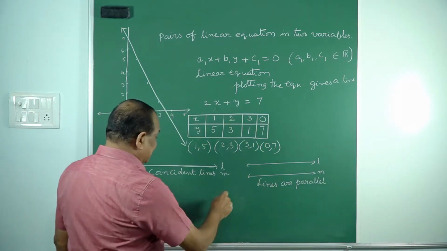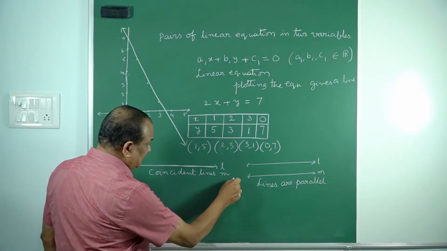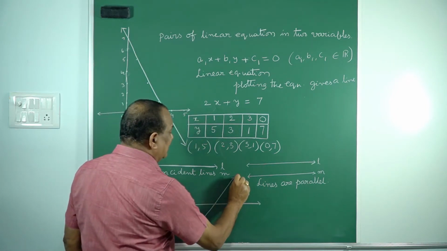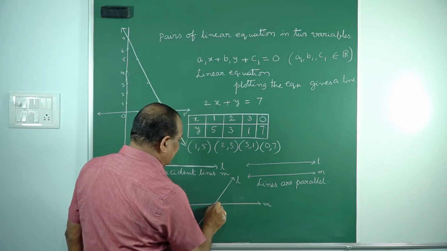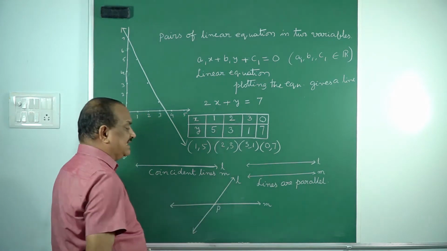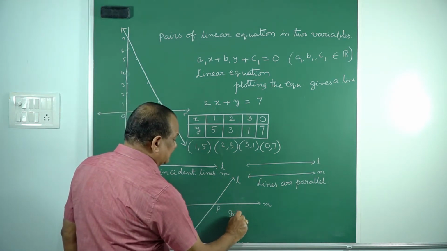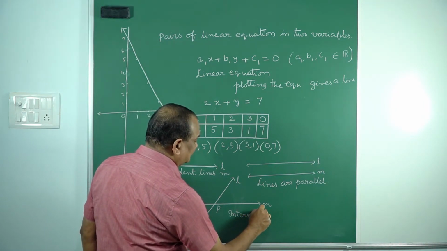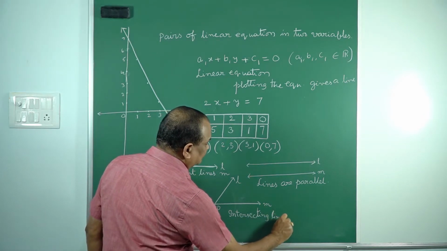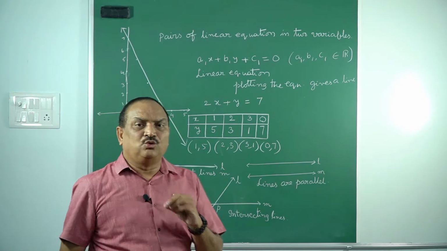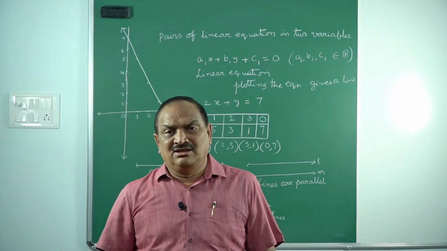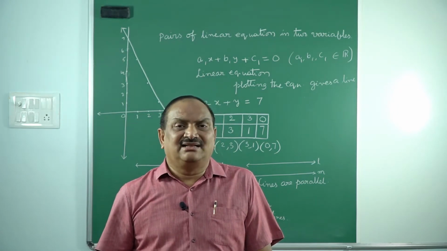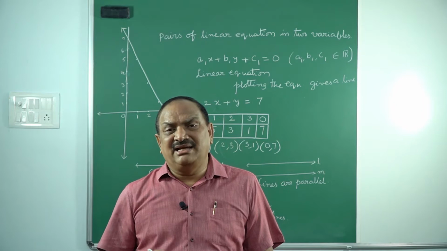And the third case is that I have line L like this and I have line M like this. Here they are intersecting lines. They meet at a point. So there are three different cases; we call them intersecting lines. When you have two lines drawn in a plane, usually we refer to that plane as the Cartesian plane. The lines can be coincident, the lines can be parallel, the lines can be intersecting.